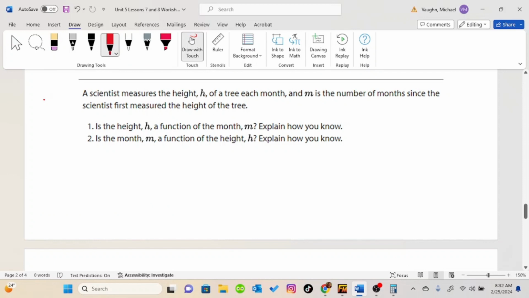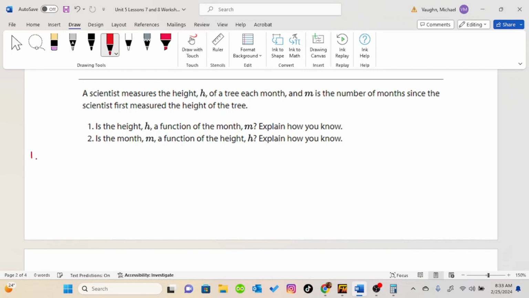A scientist measures the height h of a tree each month, and m is the number of months since the scientist first measured the height of the tree. Number 1. Is the height a function of the month? Explain how you know.